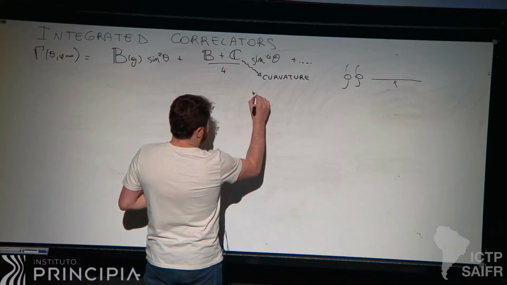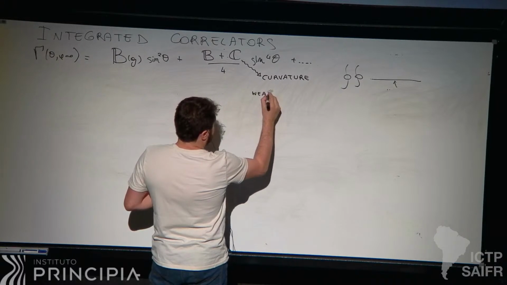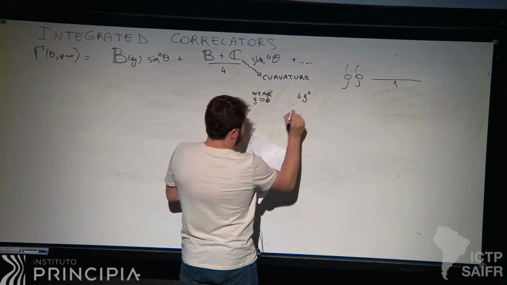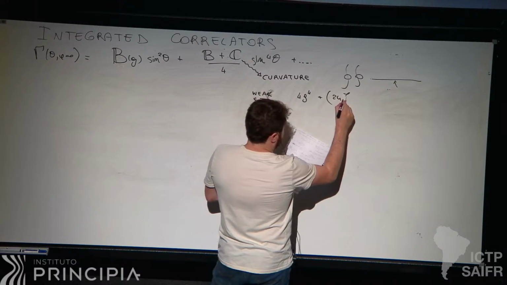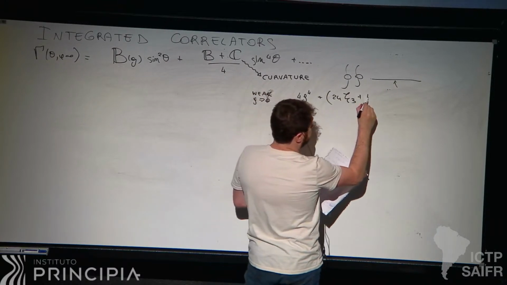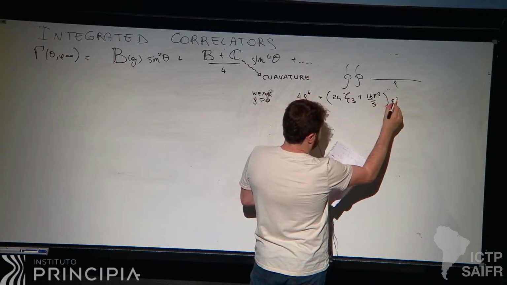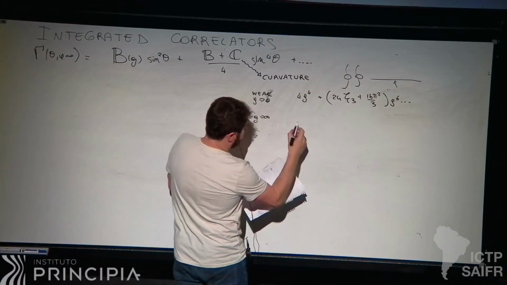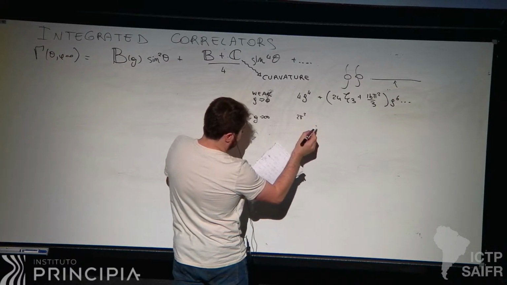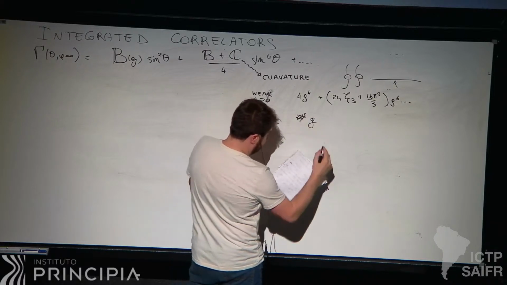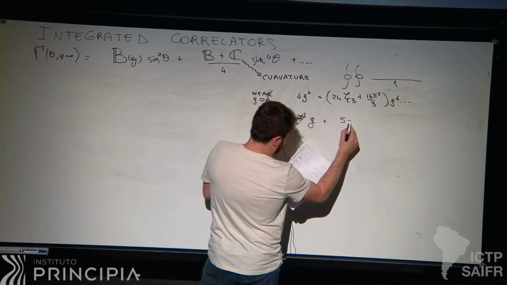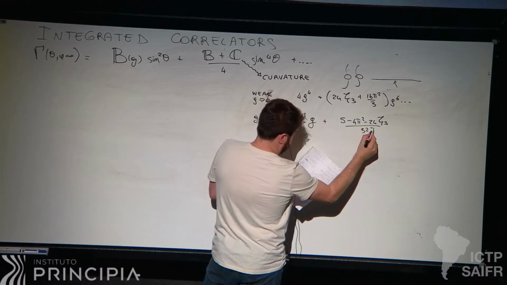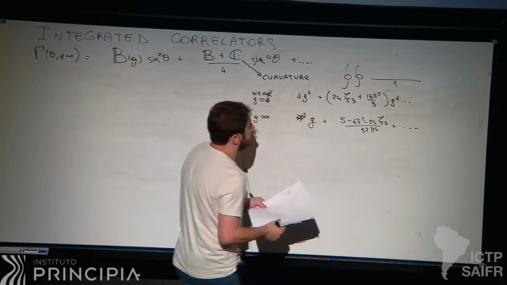For example, at weak coupling, this is something that starts as g to the 4, okay? Plus, we start to have Riemann zetas, g to the 6, and so on. And at strong coupling, this is actually divergent as g, a number times g, plus, again, some term that is proportional to some Riemann zetas, plus corrections, okay?